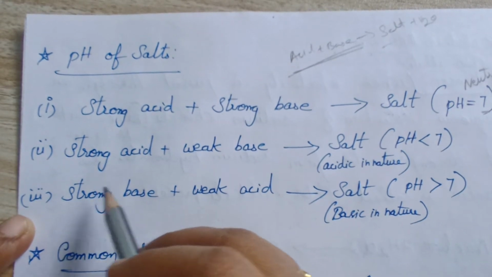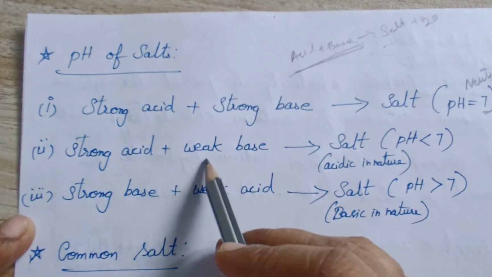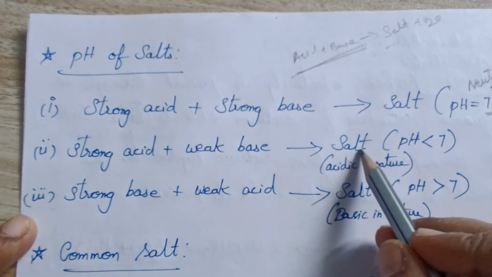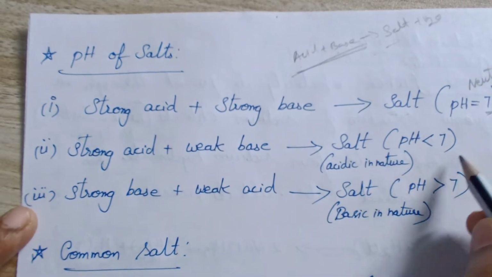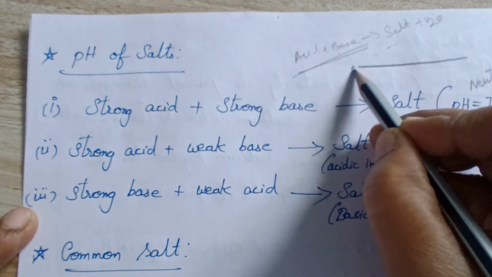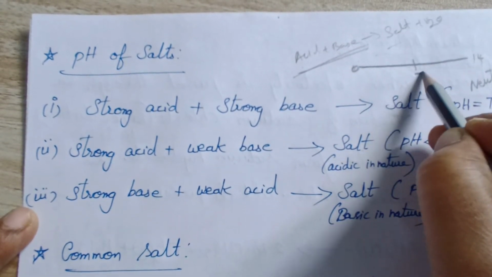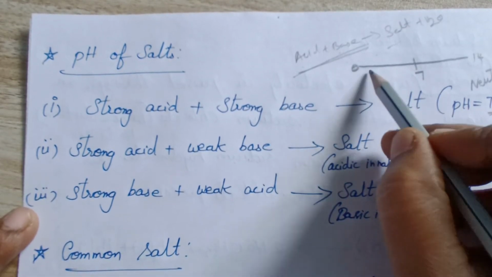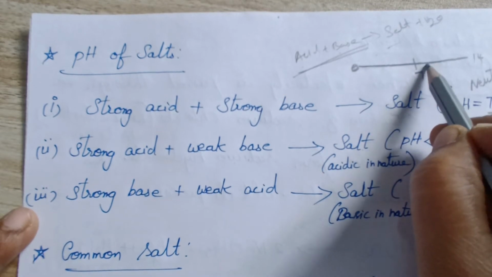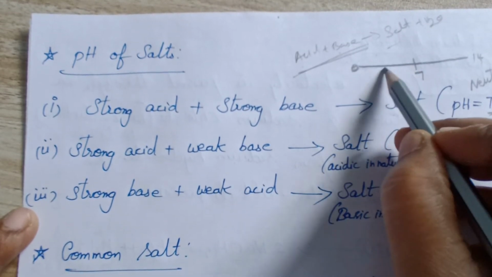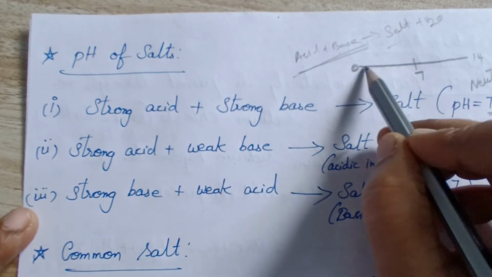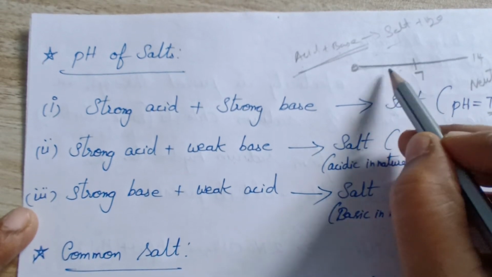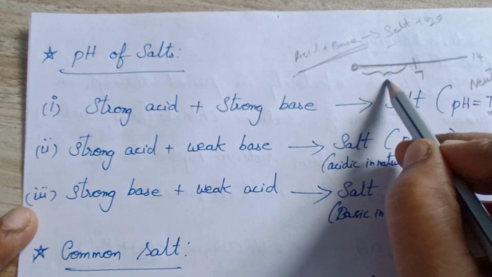Okay, what happens to the pH of the salt when a strong acid reacts with weak base? Strong acid reacts with weak base means the salt will be acidic in nature, right? So you know that there's a pH scale, right? 0 to 14, and here you will have 7. Strong acid means it will lie here, this is 0, right? Acidic in nature. So obviously the salt nature would be acidic, and the pH will be less than 7. It comes in this part.